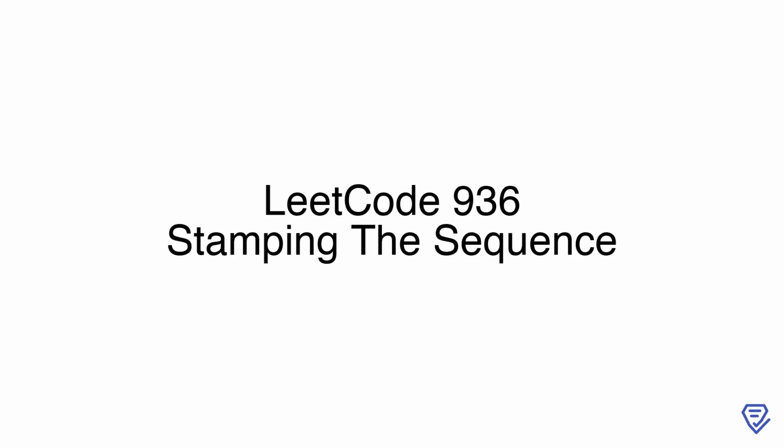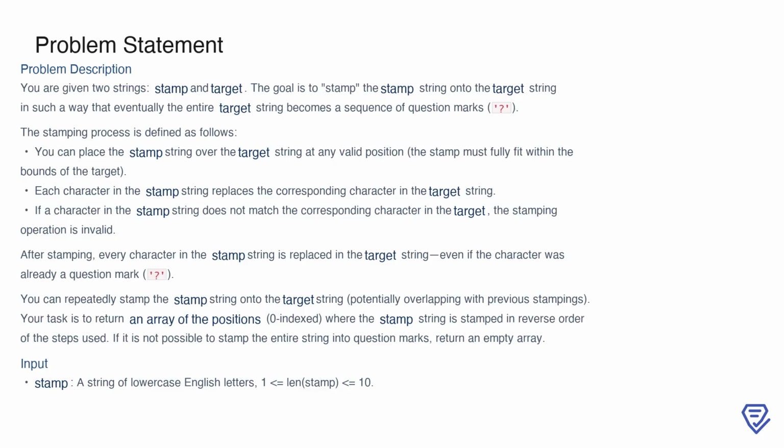Let's get started. In this problem, you are given two strings, a stamp string and a target string. The goal is to repeatedly stamp the stamp string onto the target string until the entire target becomes a sequence of question marks. Now, how does the stamping process work? You can place the stamp string at any valid position within the target, as long as the stamp fits entirely within the bounds of the target.